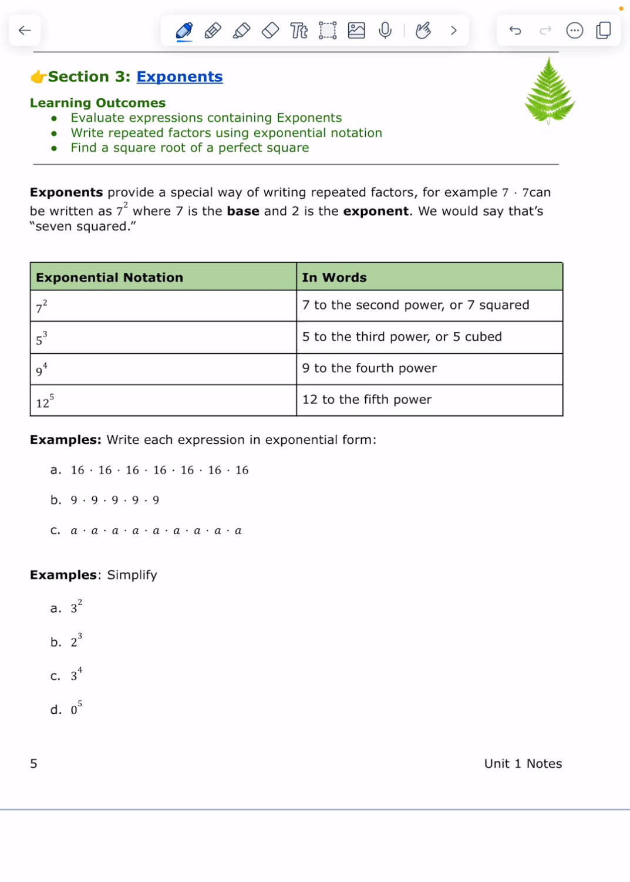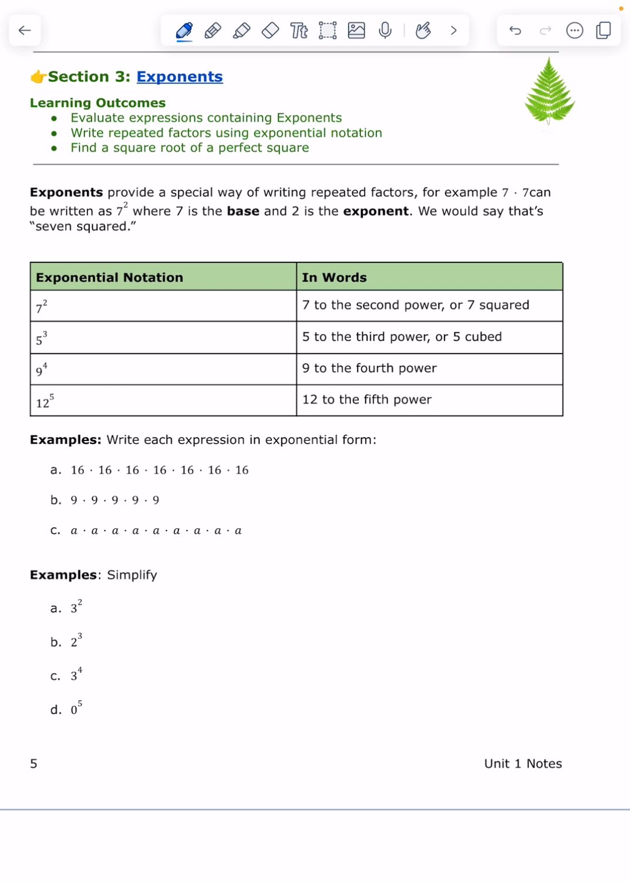Exponents provide a special way of writing repeated factors. For example, 7 times 7 can be written as 7 squared, where 7 is the base and 2 is the exponent. We would say that's 7 squared. Other ways to say it would be 7 to the second power.